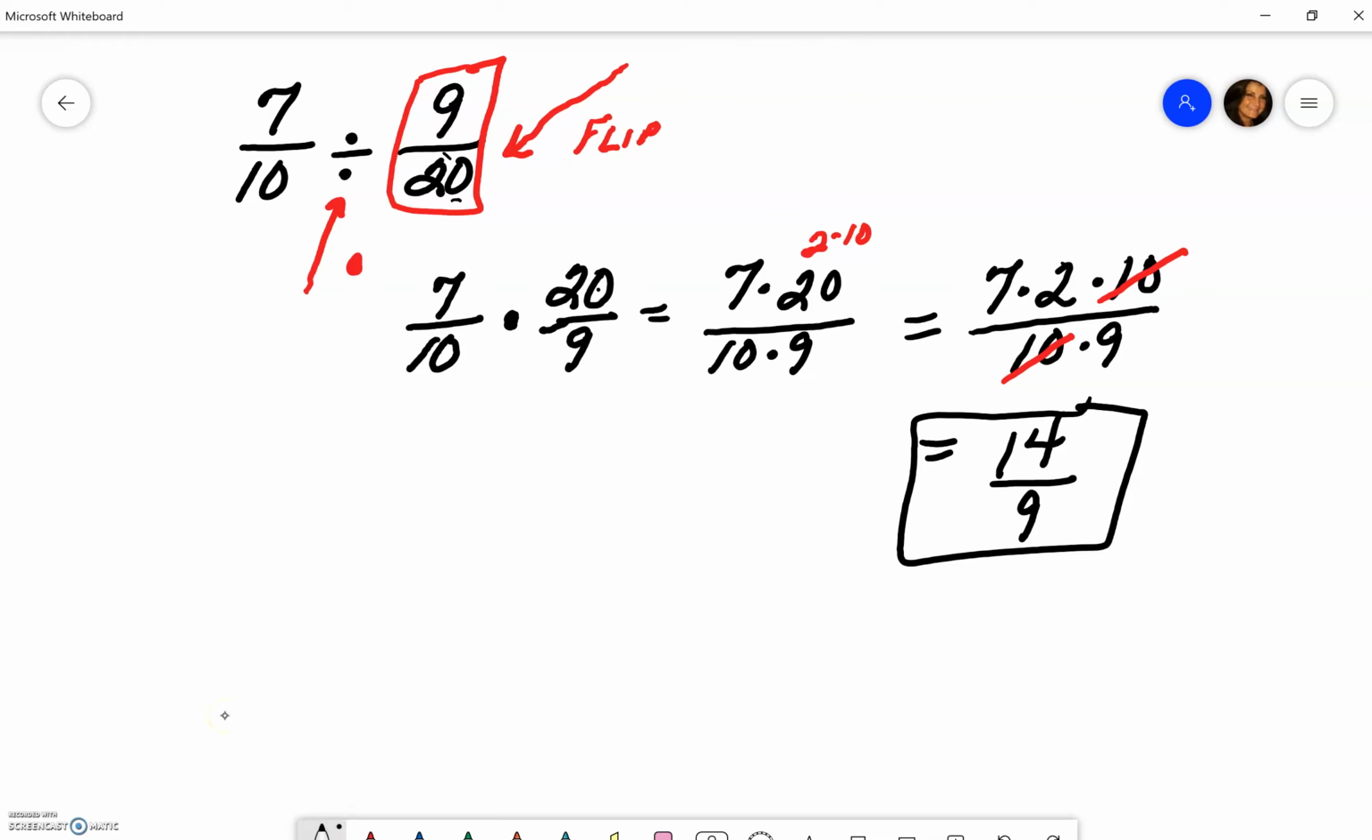So I want to show you some more problems here, but it looks like I'm starting to run out of time. So I'm going to create a part 2.